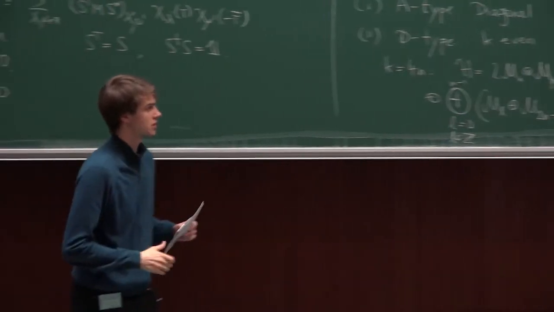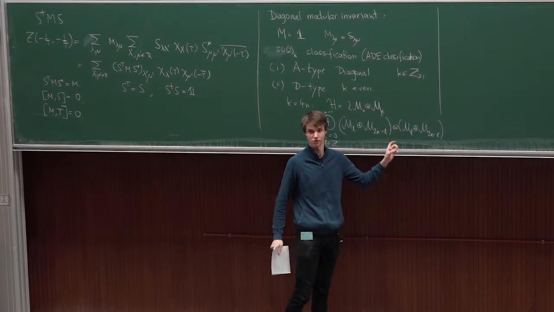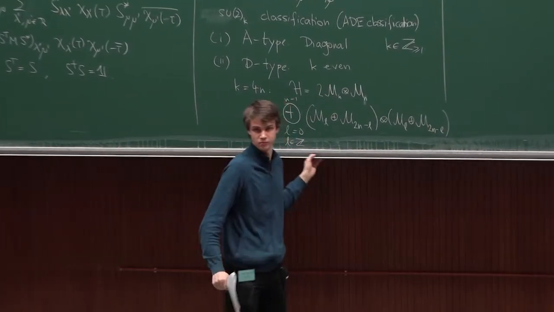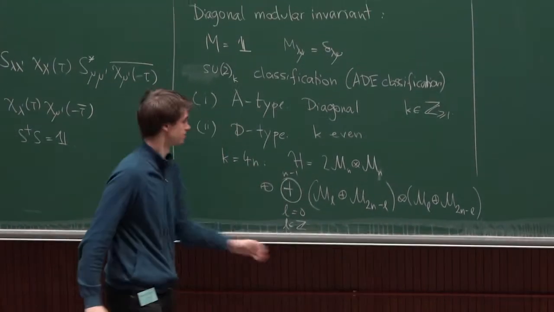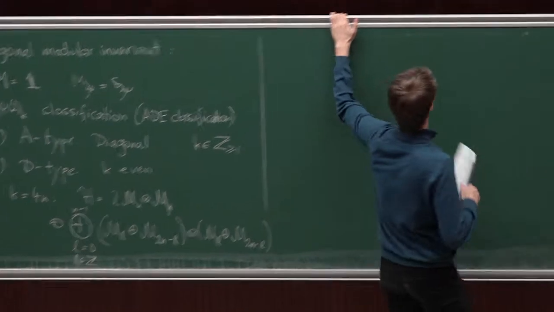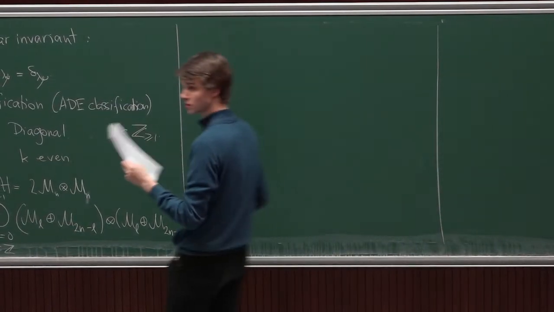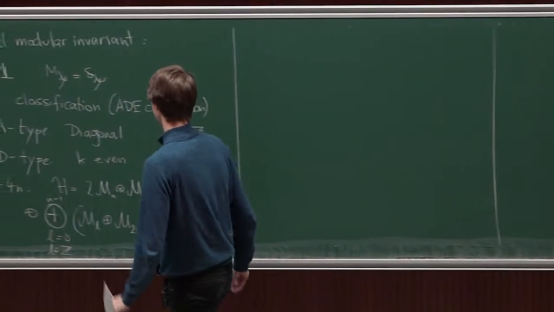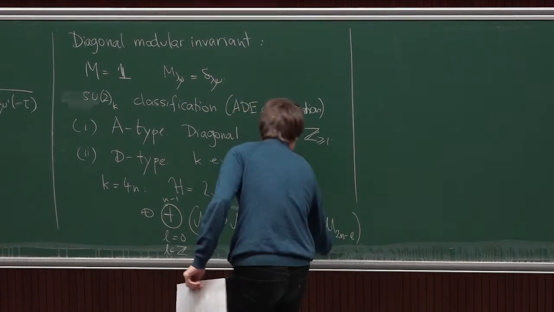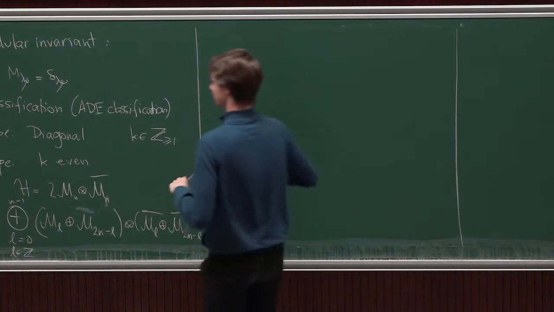Okay, so in particular, you notice that there are also now things combined which are not the same left and right. So you have here M_L with M_{2n minus L}. So it's not the same left and right. So that's an example of a non-diagonal modular invariant. Okay, maybe I should also put bars, yes. Sorry, there's a bar and there's a bar. Yeah, maybe that's good.